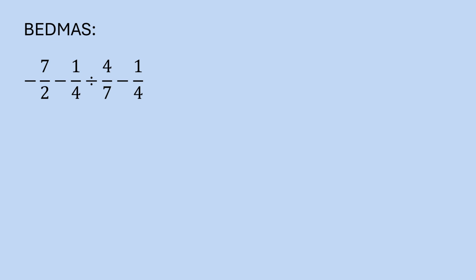So the next example, negative 7 over 2 minus 1 over 4 divided by 4 over 7 minus 1 over 4. Here we will apply BEDMAS. So B for bracket. So there is nothing in bracket, no exponent. Then D for division. There is division. Here we can see the division.